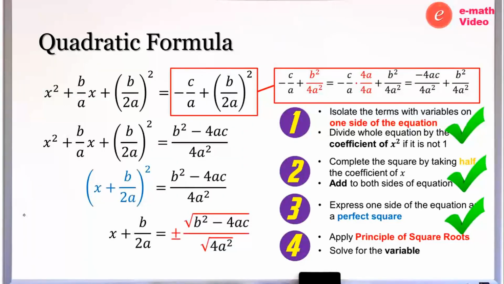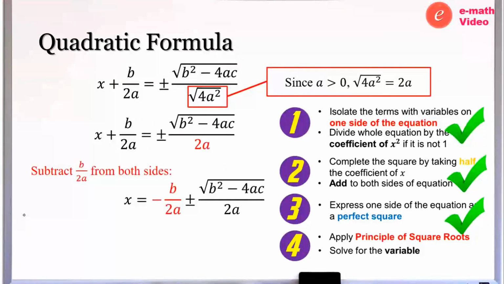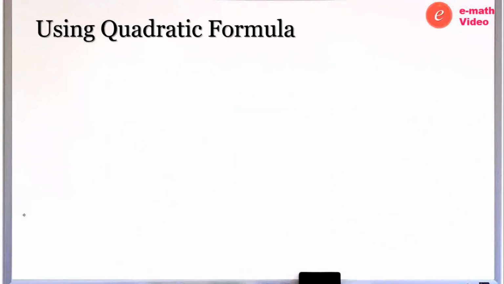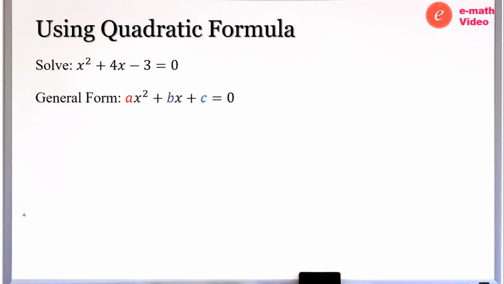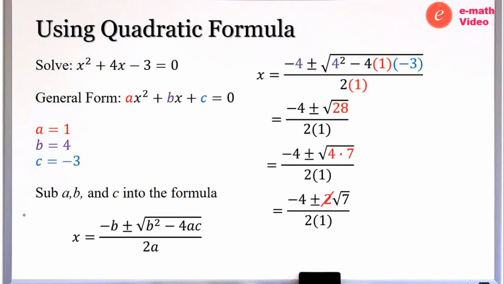Apply the principle of square roots. Remember, it can be positive or negative. Since a is greater than 0, the square root of 4a squared equals 2a. But I only want x on the left hand side, so goodbye my friend. Same denominator, just combine the fraction. And we are done. To use the formula, compare the equation with the general form. Substitute a, b, and c into the formula. Press the calculator or you do it manually. And this is the correct answer.